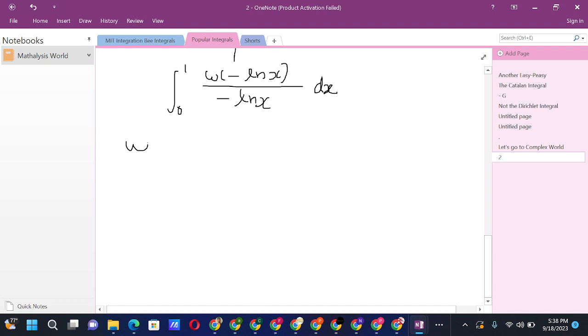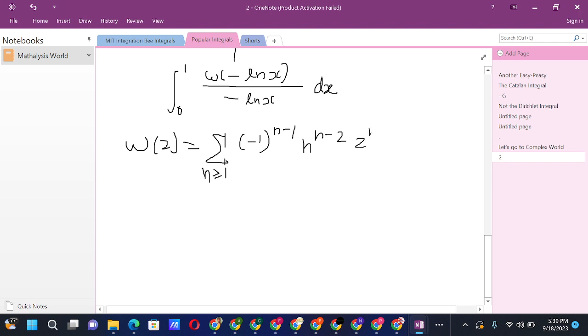And the series expansion goes like this: the series expansion of the Lambert W function of z is the sum from n equals 1 to infinity of negative 1 to the power n minus 1, n to the power n minus 2, and we have z to the power n over gamma of n. So this might look monstrous, but it will not be during the simplification.